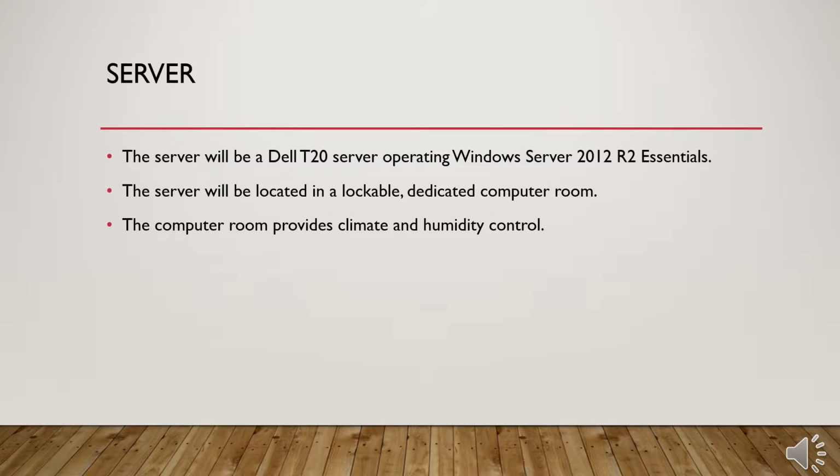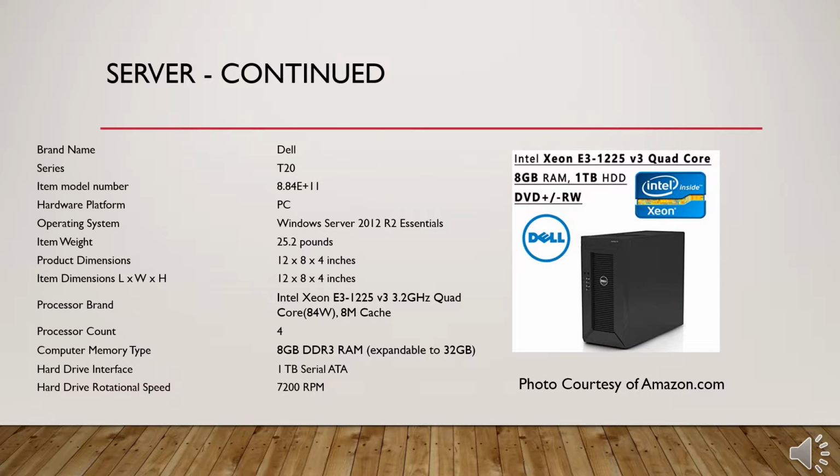The server will be a Dell T20 server. The server will be located in a lockable computer room that is climate and humidity controlled. The T20 server will operate on an Intel Xeon 3.2 GHz quad-core processor with 8 GB of DDR3 memory and a 7200 RPM, 1 TB hard drive. The operating system will be Windows Server 2012 R2 Essentials.